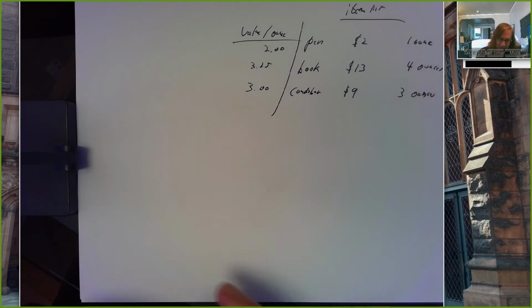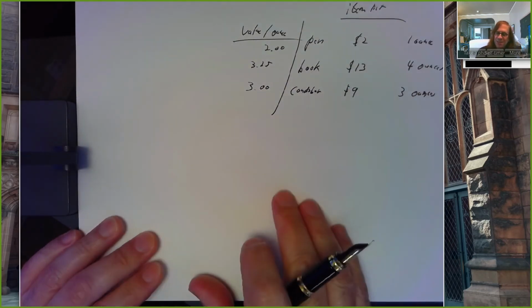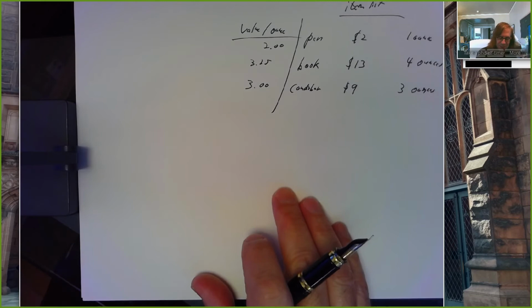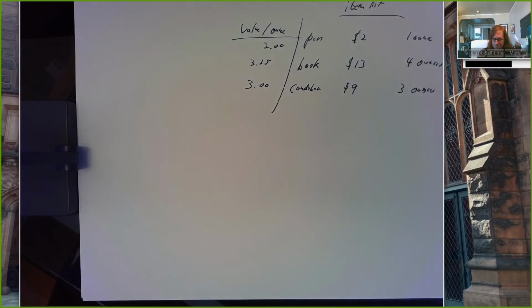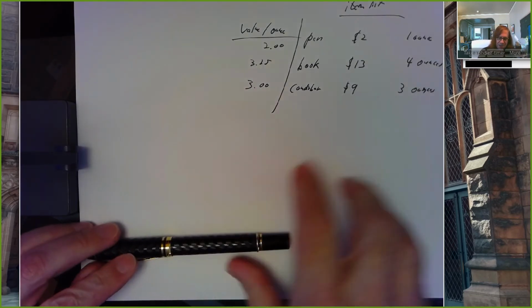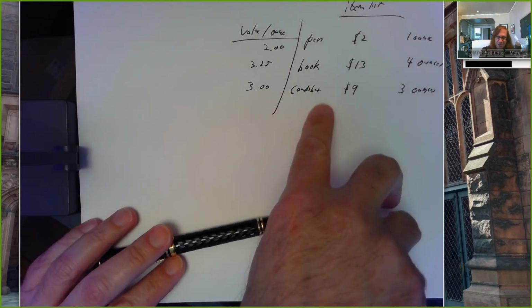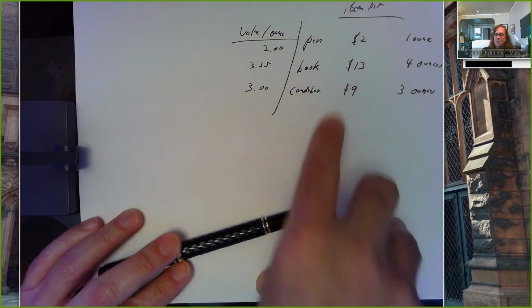But it's not a problem that lends itself to a greedy algorithm. And the reason is, this is called the integer knapsack problem. You have to take a whole number of items. You can't take 1.5 books, for example.